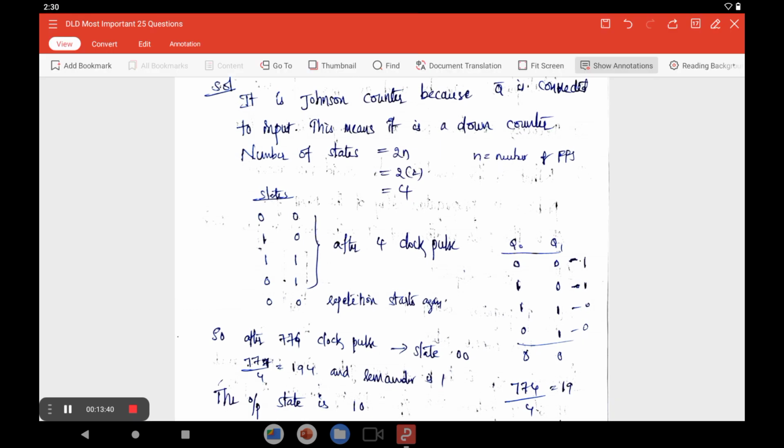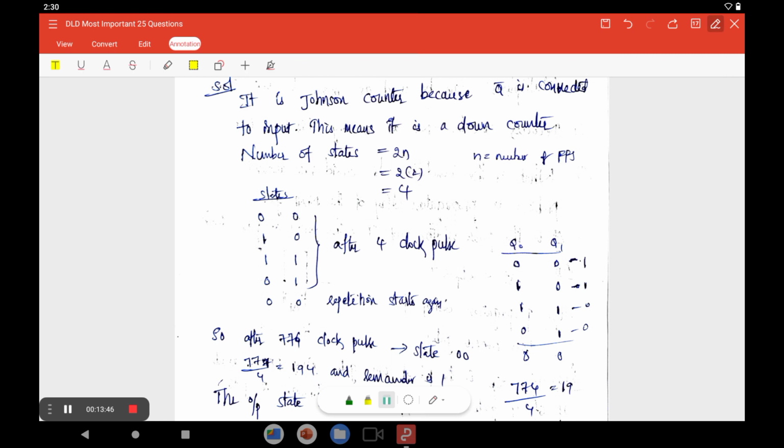Let us see here. In the case of the Johnson counter, Q bar is connected to the input. So that's why it is called a Johnson counter. Moreover, when Q bar is connected like that, the number of states in the Johnson counter is nothing but 2n, where n is the number of flip-flops in this case.